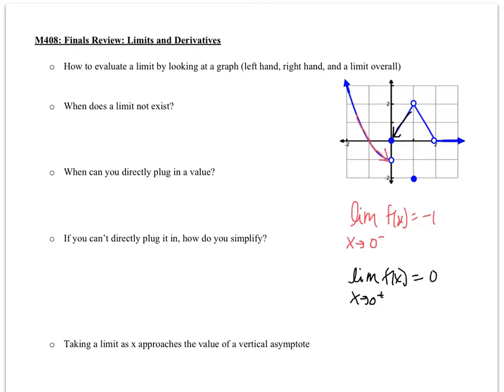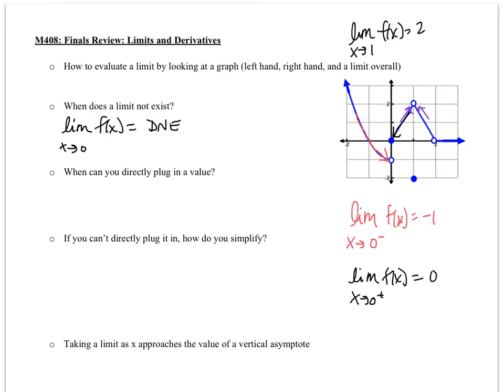Now, this would be an example right here of where the overall limit doesn't exist. So if I were to look at this graph and say the limit as x approaches 0, in this case it would not exist because the limit from the left and the limit from the right are not equal. Now if the limits approach the same value, then the limit exists. So if I were looking at my graph, I could say, for example, the limit as x approaches 1 would be equal to 2, because as I approach on the left and on the right, coming in from the left, coming in from the right, both directions I'm approaching a value of 2.